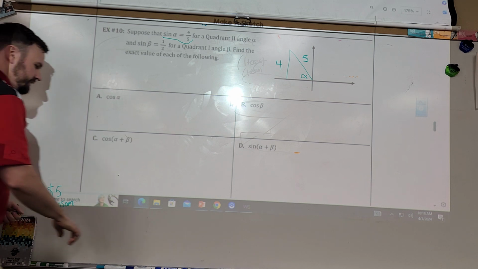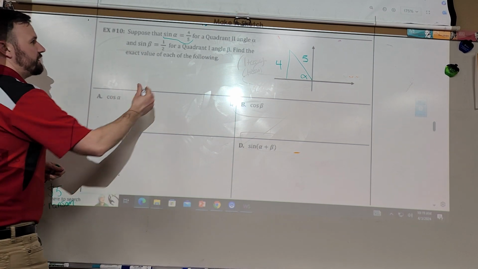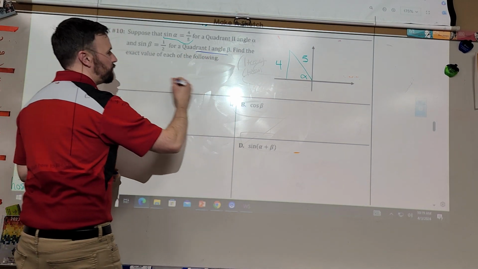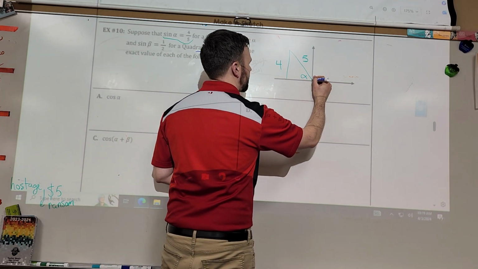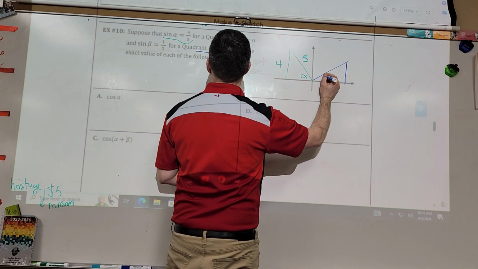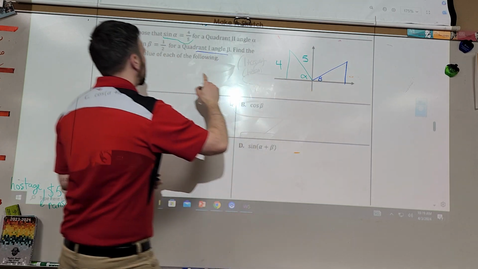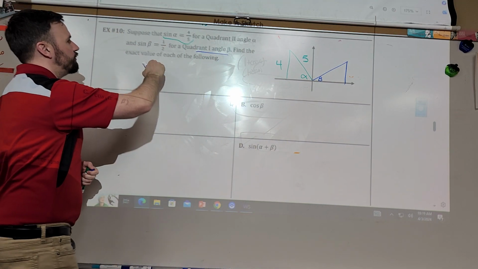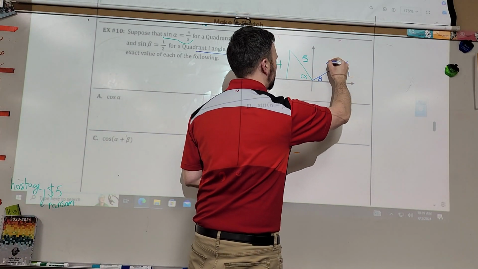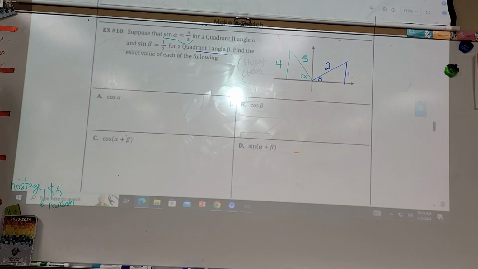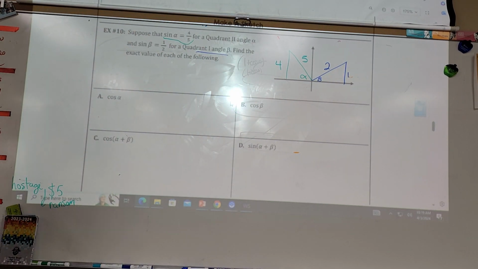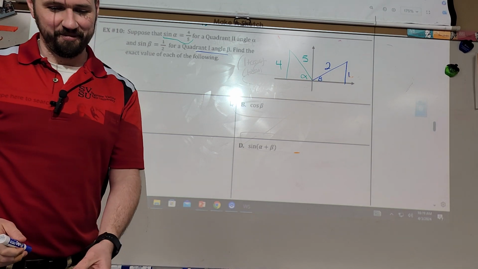Okay. So then I'm going to draw angle B. Angle B is in quadrant 1. And it would be angle beta. And sine is 1 over 2. So it's 1 over 2. Anyone disagree with anything I've done so far?